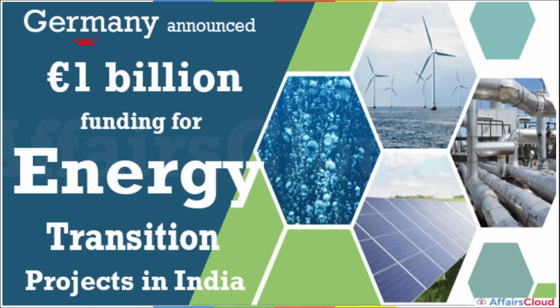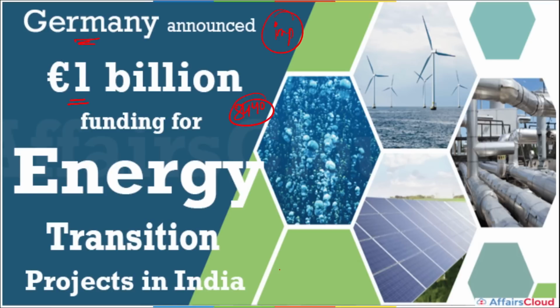Next, Germany has announced 1 billion euro funding for energy transition projects in India. Highly important, friends. Which country has recently announced 1 billion euro funding for energy transition projects in India? It will be Germany. And this 1 billion euro is roughly around 8,440 crore rupees. All right, this amount of money will be given by Germany to India for energy transition projects.